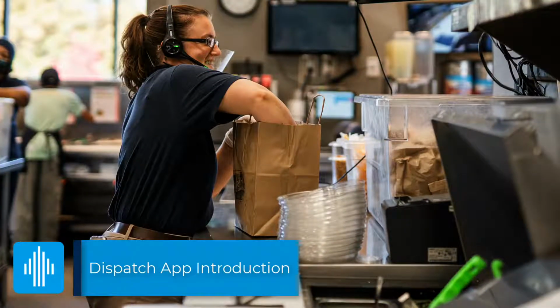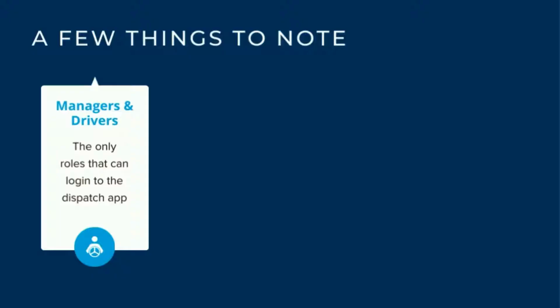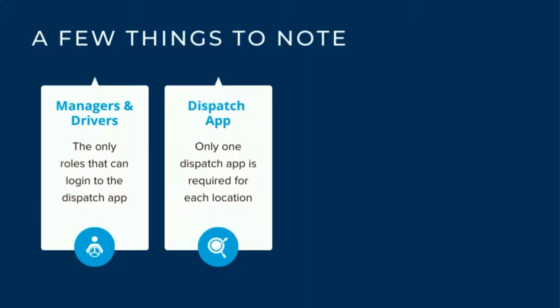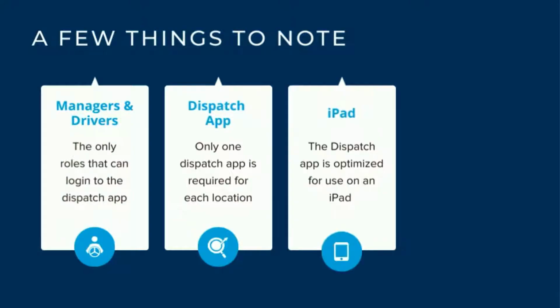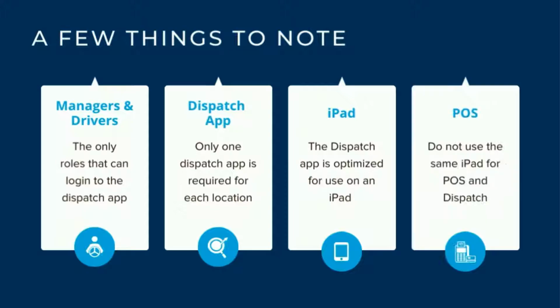Next up, we'll take a look at the Dispatch app. Before we install it, a few things to note. Only employees with the role of manager or dispatcher will be able to log into the Delivery XT Dispatch app. Only one dispatch app is required per location. Although the Delivery XT Dispatch app can be used on a phone, it's optimized for use on an iPad. For best performance, we recommend using the Dispatch app on a separate device from the POS.